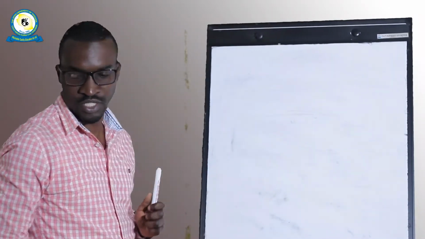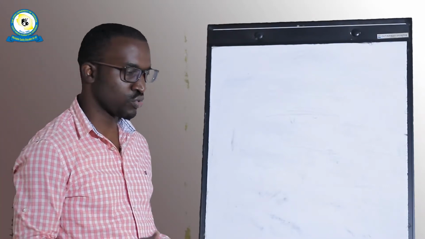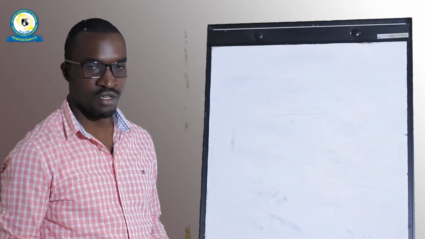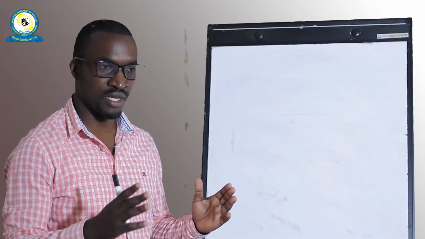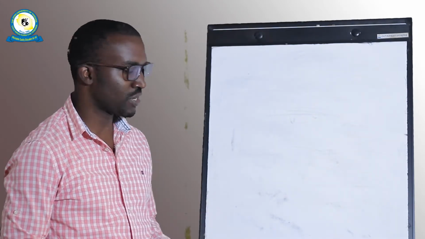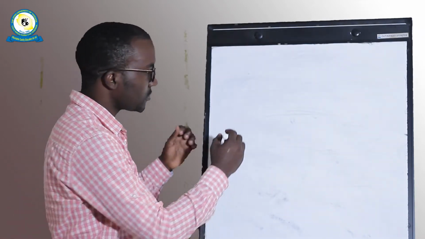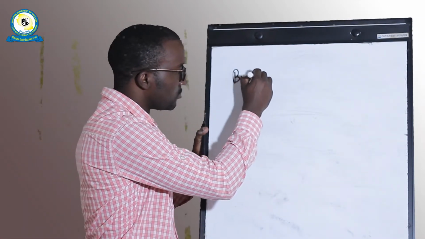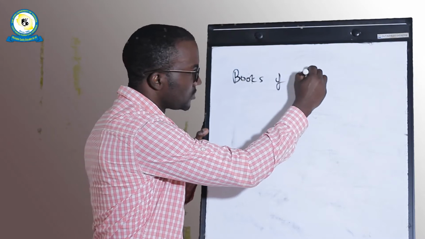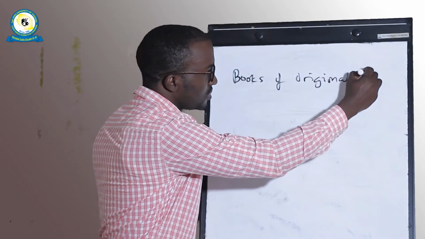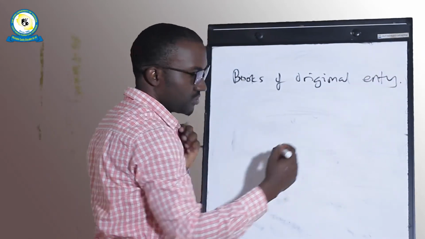Now let us start with part 1. We're going to use this question to illustrate, and I hope at the end of this session you'll be able at least to capture and be in a position of understanding some of the books of original entry. Okay? Books of original entry.